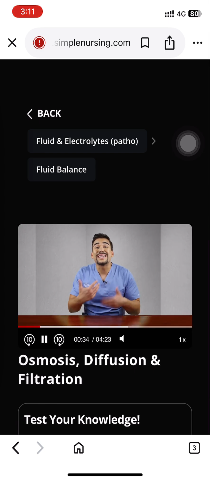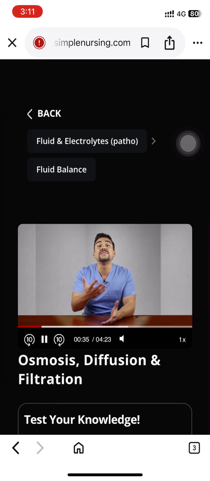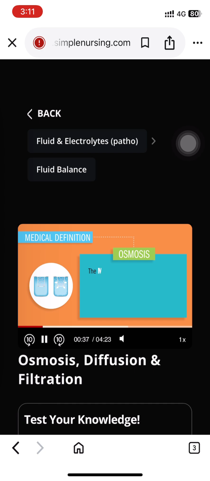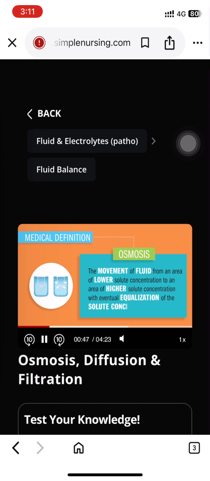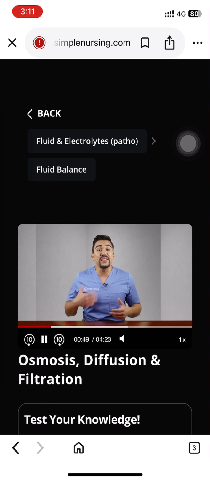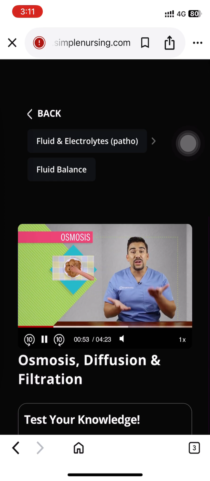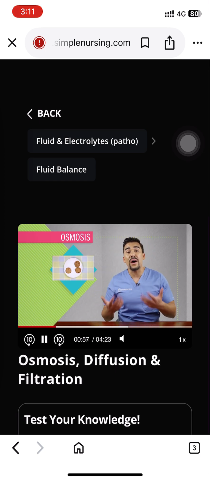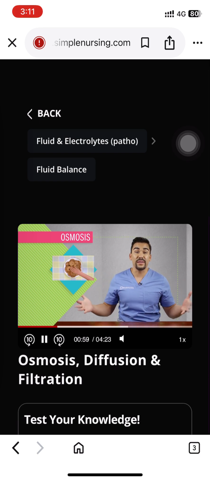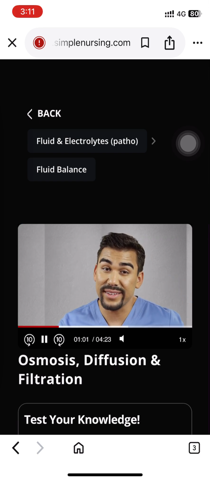Now, osmosis is kind of like the wet version of diffusion. So osmosis is the movement of fluid from an area of lower solute concentration to an area of higher solute concentration with eventual equalization of solute concentrations. Basically, the whole goal of diffusion and osmosis is to balance and equal out the playing fields here. So we don't want any clumping or crowding. It's all about sharing here because sharing is caring.